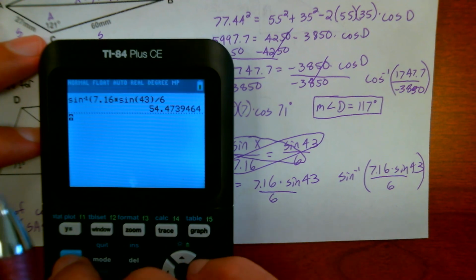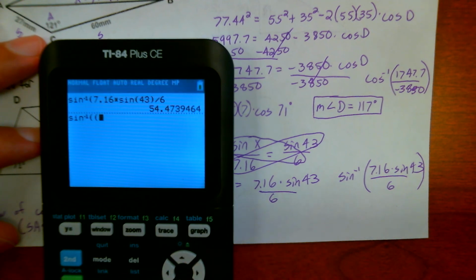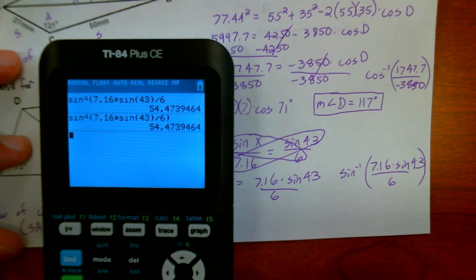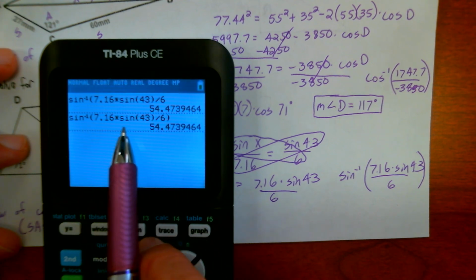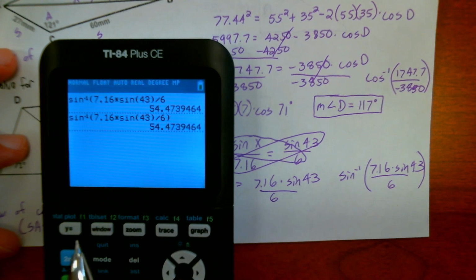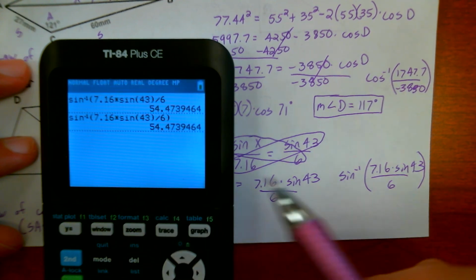This is why I don't like to do things like this in multiple steps, because if you don't put the parentheses there, I get inverse sine of 7.16 times the sine of 43 divided by 6. Actually in this case it doesn't matter, but there will be times where it does matter when you have two sets of parentheses. Sometimes you can get a different answer, but in this case it doesn't matter whether we close the parentheses.